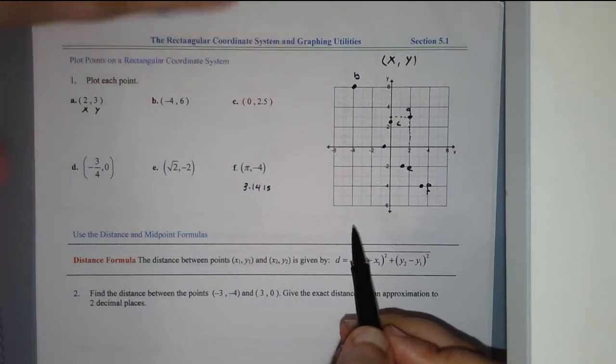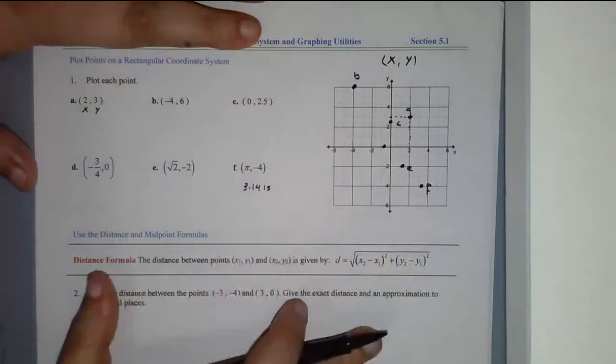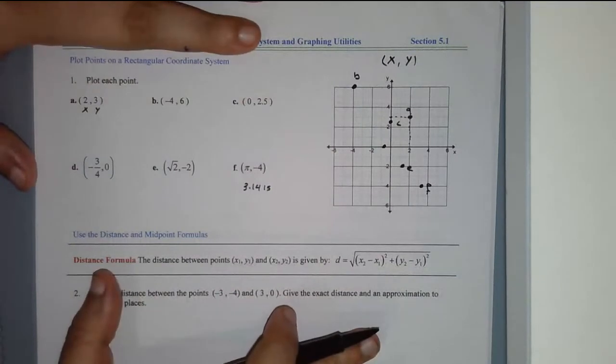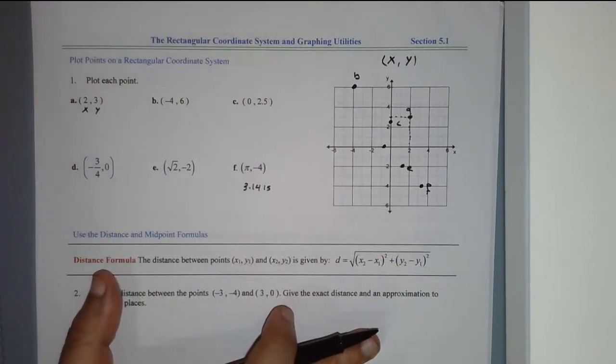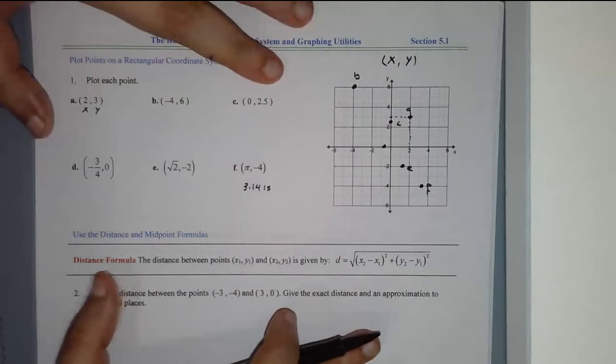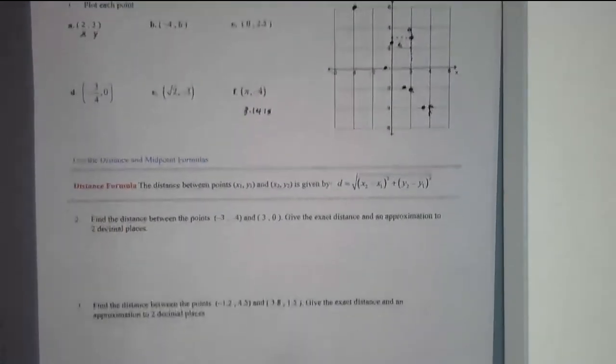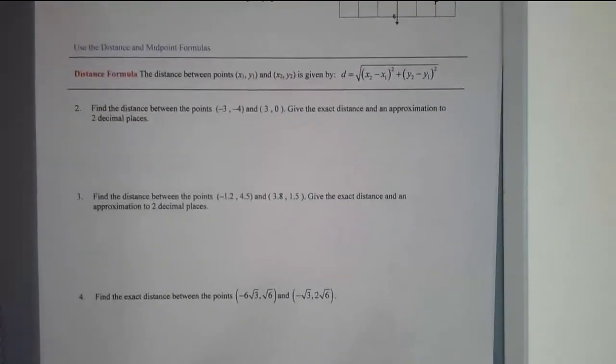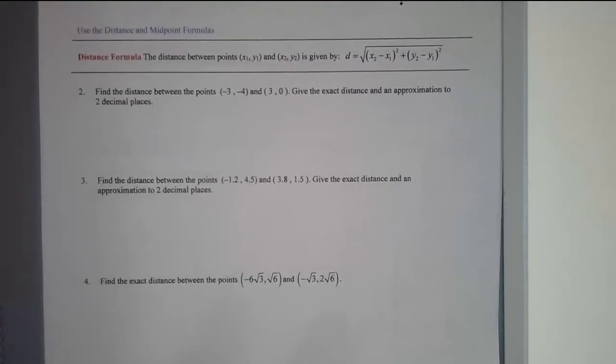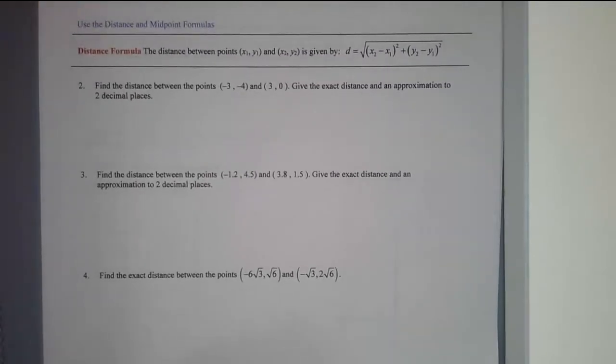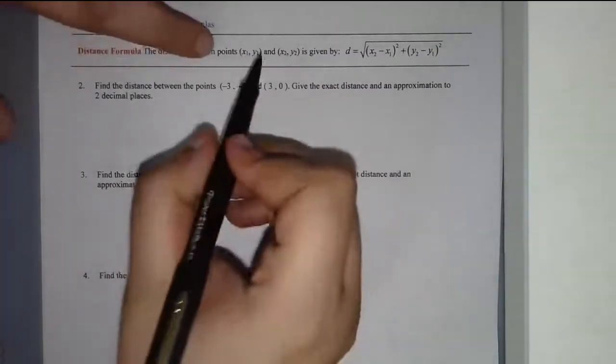So plotting points is pretty simple. Any questions before we move on? All right. Next thing we're going to cover in this section is a couple of formulas. The first one is called the distance formula. With this formula, we are going to learn how to find the distance or space between two different points.